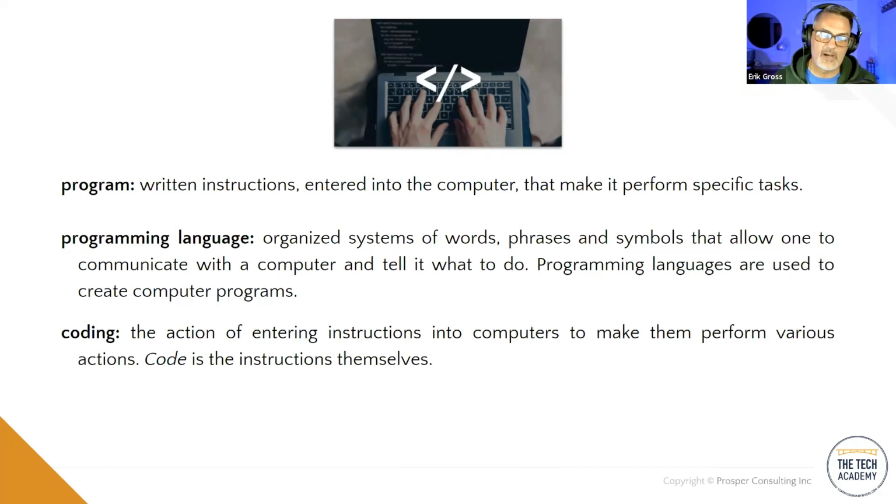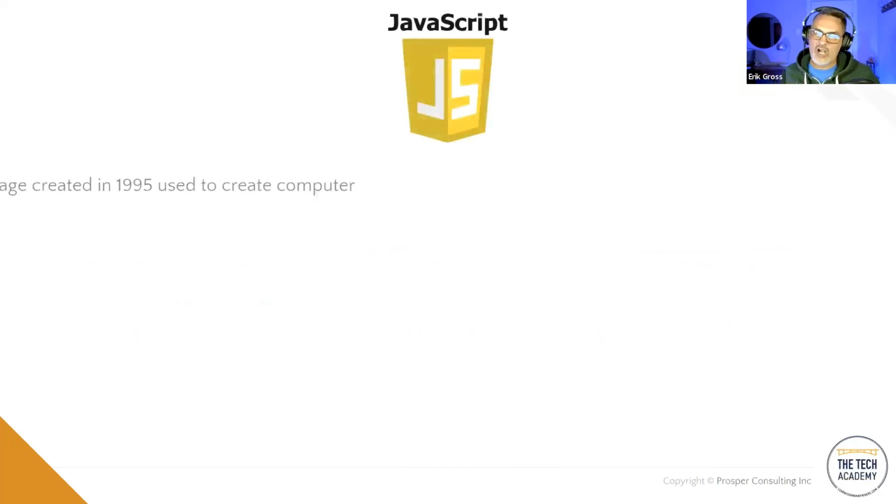Code is the instructions you actually write. So you're going to write code, and you are doing coding. Just to clarify some terms. All right, so let's talk about JavaScript.